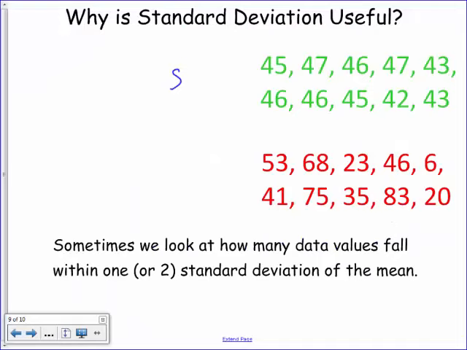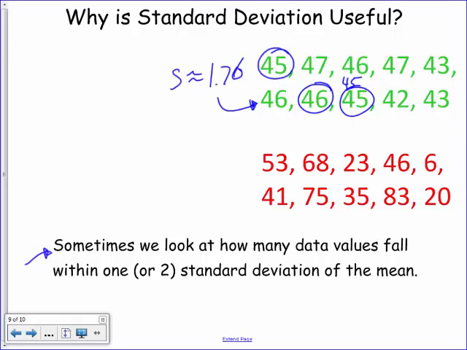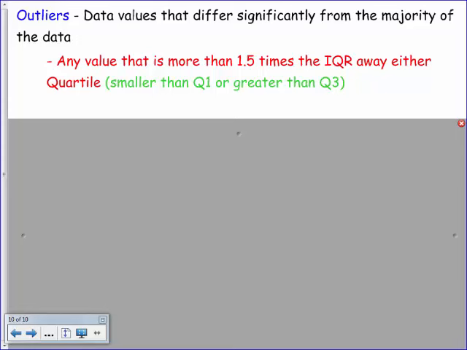And statisticians, what they'll do is they'll sometimes look to see how many data values fall within 1 or 2 standard deviations of the mean. So if we look at it, if 45 was the mean, this falls within 1 because it's exactly the mean. That's the same thing as the mean. This is 1 away, so that's within this first standard deviation. All these values are within, they're either plus or minus 1.76 away from the mean. And so we're going to look at that other set of data to see if there's any outliers in there.